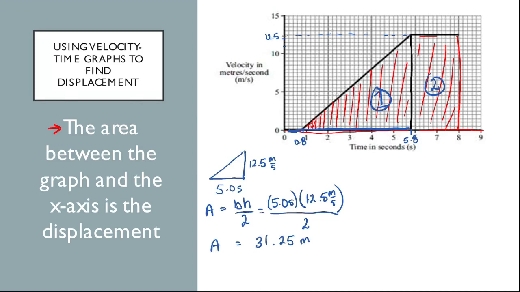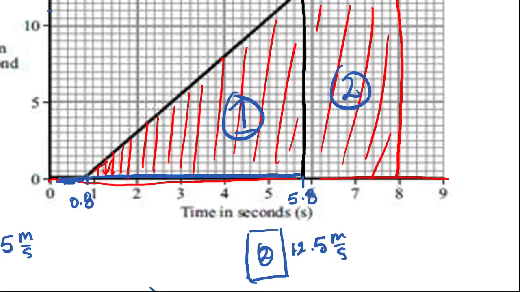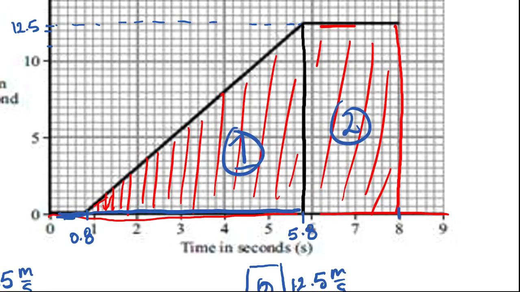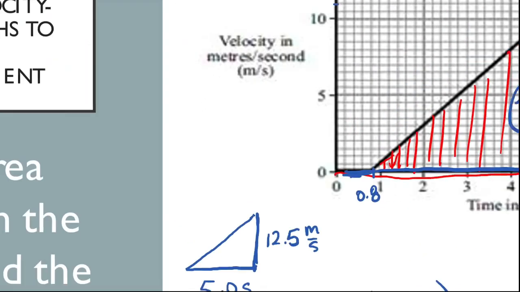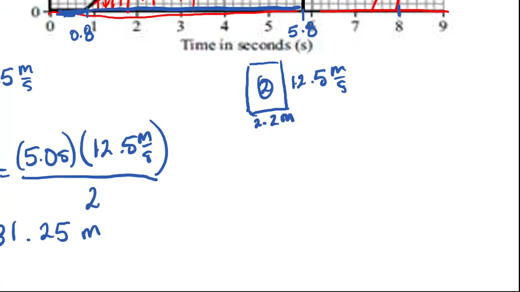All right, and then we are going to find the area of section 2 here. So I have to find what the base and height are. It has the same height as before, so that also has 12.5 meters per second as its height. But let's find the base. So it goes from 5.8 to what looks like, oh, right at 8. So what's that distance from 5.8 to 8? Well, you can just subtract 5.8 from 8 to get that distance, and that is 2.2. Okay, so here the distance is 2.2 meters.